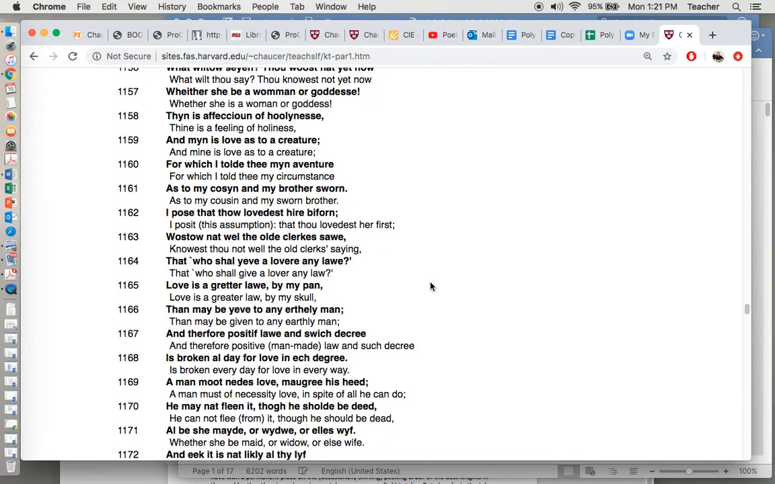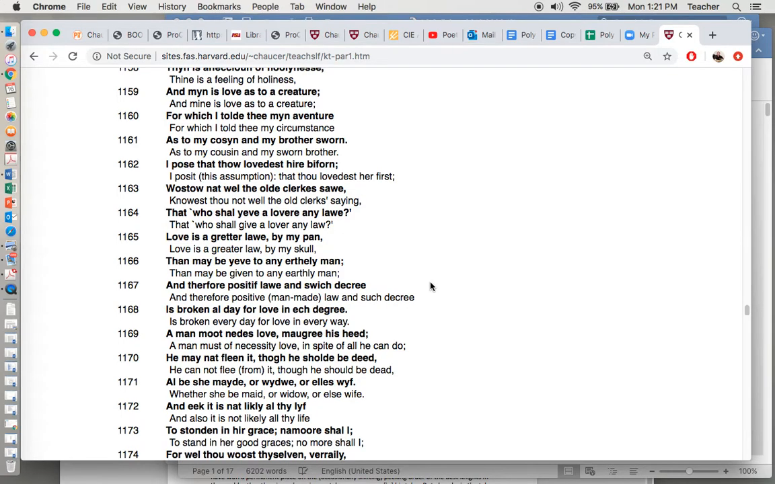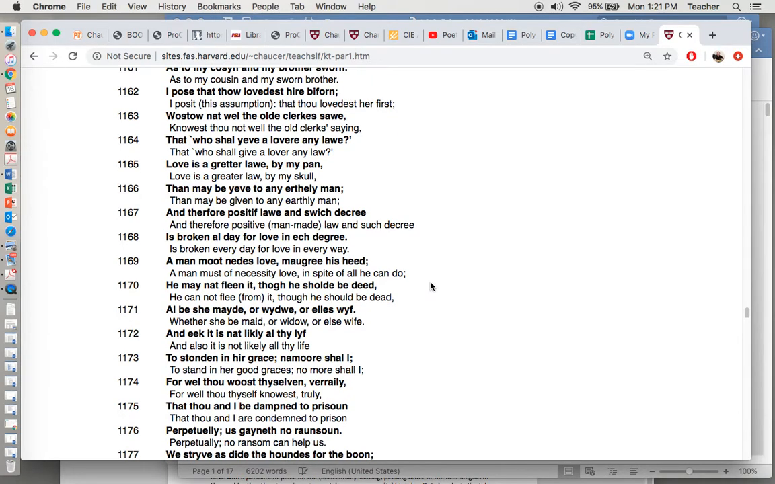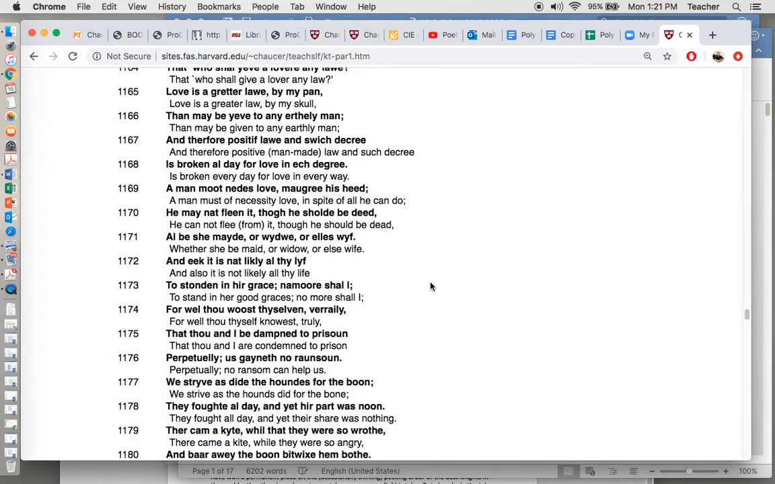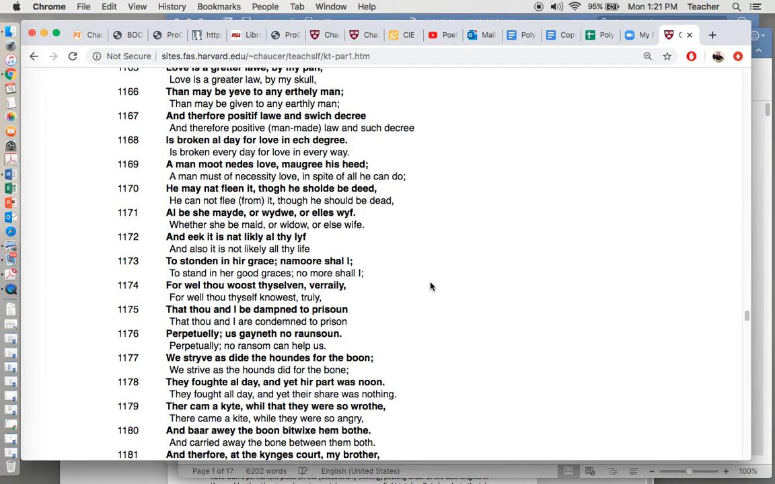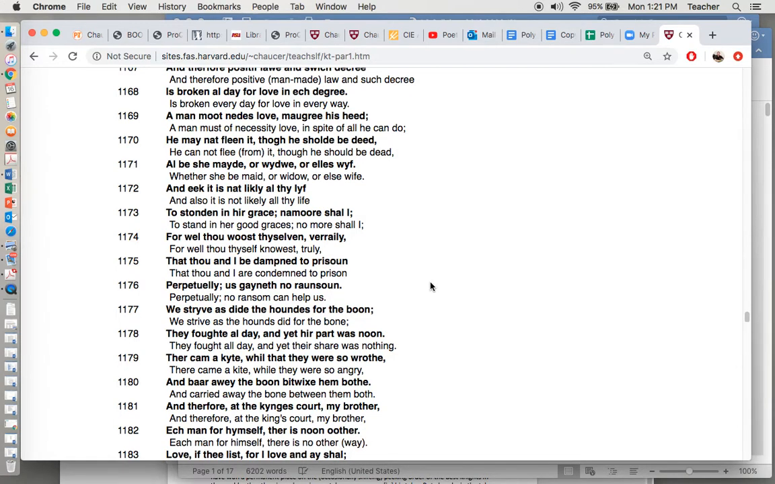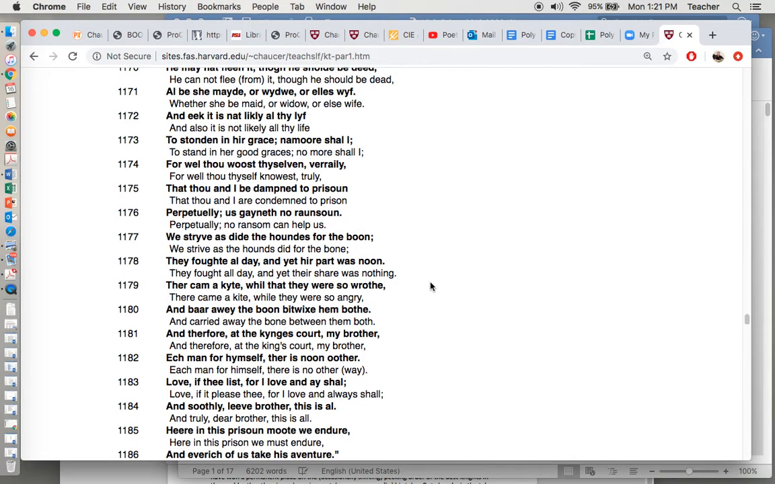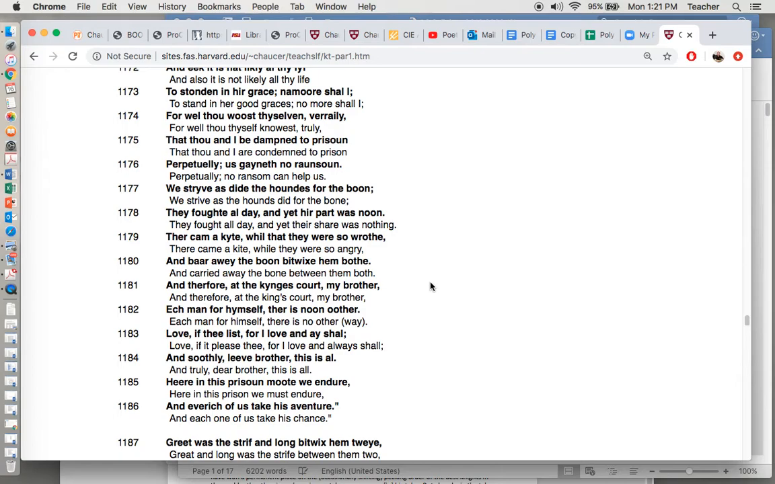A man must needs love, maugre his head. He may not flee it, though he should be dead. Albeit she be maid, or widow, or else wife. And eke it is not likely all thy life to stand in her grace, no more shall he, for well thou wottest thyself verily, that thou and he be damned to prison perpetually, as gaineth no ransom. We strive as did the hounds for the bone, they fought all day, and yet their part was none. There came a kite, when that they were so wroth, and bore away the bone betwixt them both. And therefore at the king's court, my brother, each man for himself, there is none other. Love, if thee list, for I love, and I shall, for soothly, brother, this is all. Here in this prison must we endure, and ever each of us take his aventure.